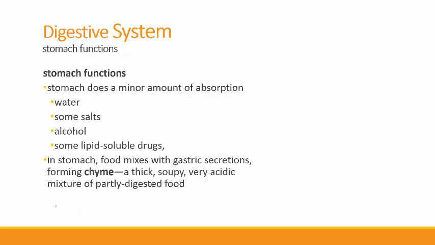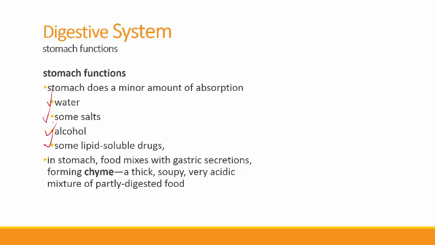So, what does the stomach do? It does a minor amount of absorption. We've already mentioned this. Some water is absorbed out of the food contents. Some salts come along with the water. Alcohol is also absorbed. And some lipid-soluble drugs are able to make it across the stomach wall and into the blood.